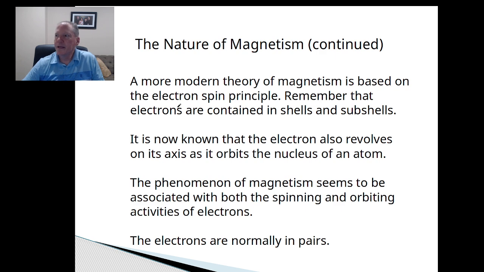All right. Now, a more modern theory of magnetism is the electron spin principle. Remember, think back to your DC class when we talked about the electron shells and the valence electrons, and how, based on conductivity, the substances that have free valence electrons are better conductors than the other ones. The same concept applies here; magnetism seems to be associated with both spinning and orbiting electrons.